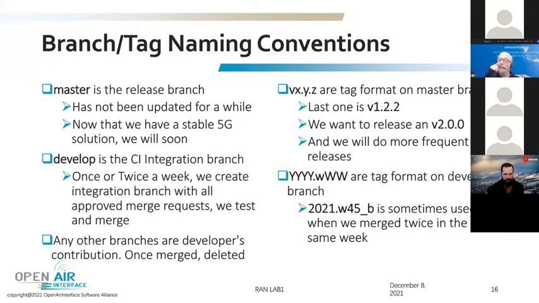For the tags, we have the v1.2.2 example. That's a tag on the master branch when we do a release, so I want to do a 2.0.0. Year.week is the tag format on the develop branch. And sometimes we use a _B, or I don't remember having a _C, being merged three times a week.